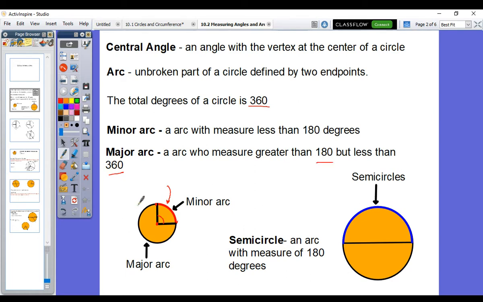So in this case, if this is the minor arc, the distance from here all the way around this way will be our major arc. So this is our minor arc, major arc. So hopefully it makes sense. Minor, less than 180. Major is greater than 180, but it's less than 360. And a semicircle is exactly 180 degrees.